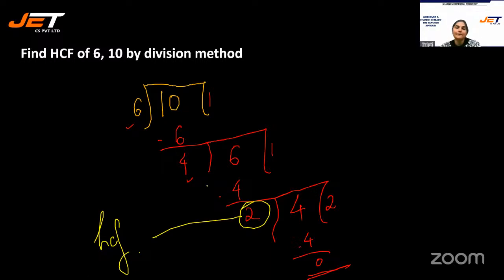Okay? You have to keep on going until you get 0 as the remainder. And when you get 0 as the remainder, see what was the last divisor, and that is your HCF. That's how you do it.